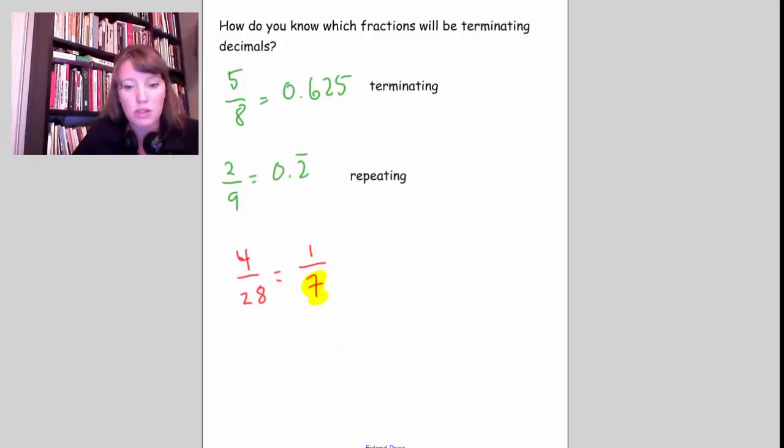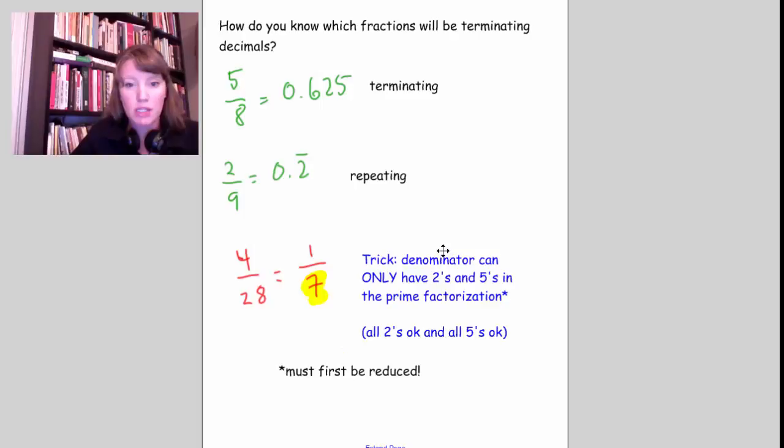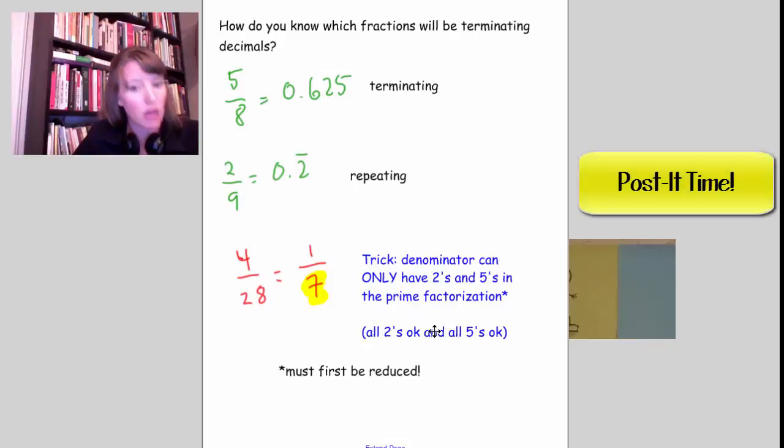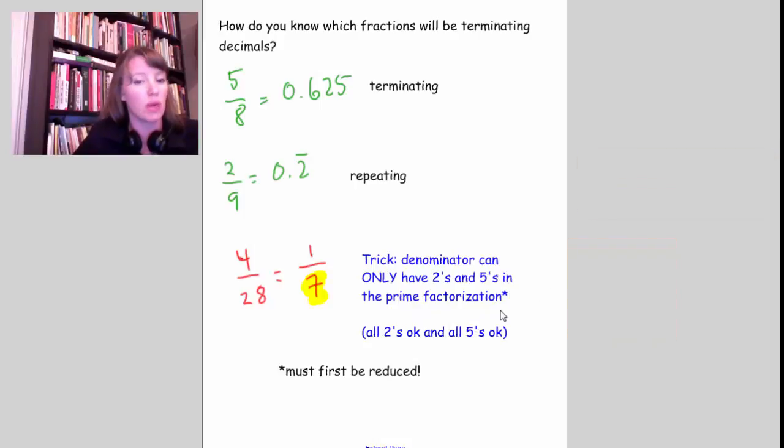The trick is that the denominator can only have 2's and 5's in its prime factorization. All 2's are okay and all 5's are okay, and both 2's and 5's are also okay. And there's a little asterisk here, which is that it must first be reduced. So we reduced 4 over 28 to 1/7. Now 7's prime factorization is just 7, so it doesn't have 2 or 5 in it. So here we know this is going to be repeating. This is the trick to show whether it's terminating.